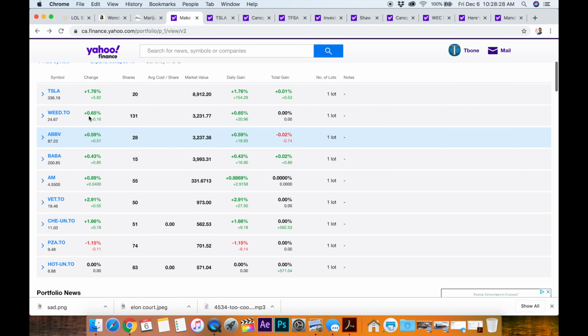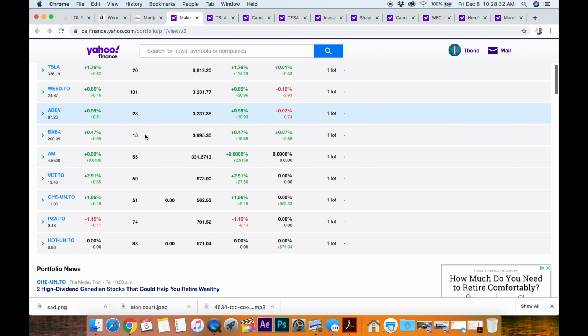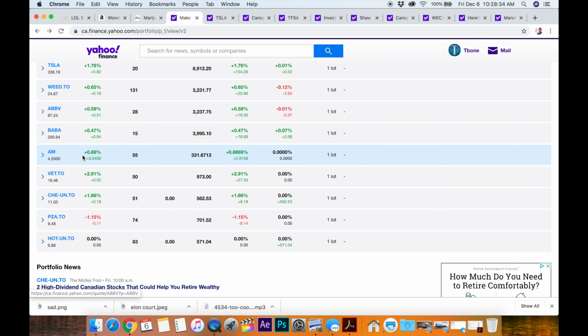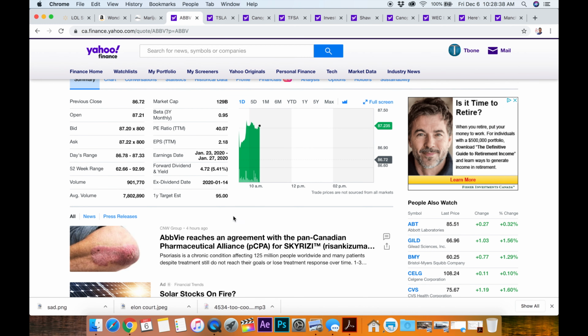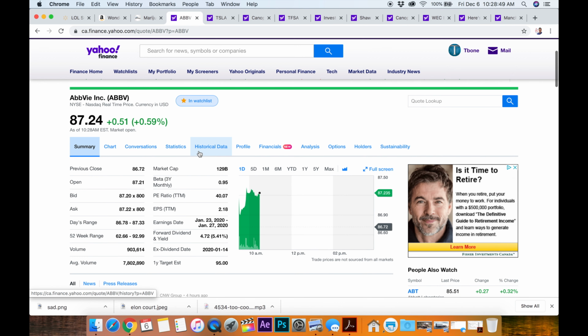It's fun. Of course, Tesla doesn't pay anything. Weed doesn't. .to doesn't pay anything. AbbVie certainly does. They pay. Now, again, it says 5.41%, but I get paid more because I bought it when it was cheaper. So this changes, but the money doesn't change. So I guess this just tells you that's what they pay you.